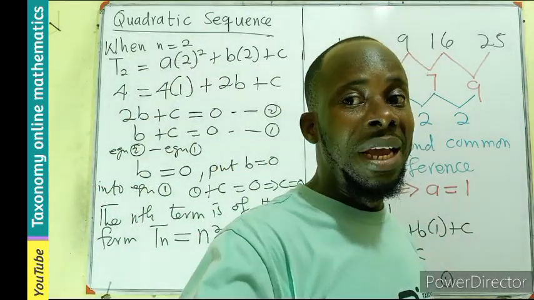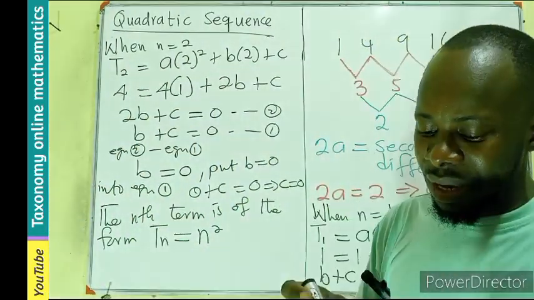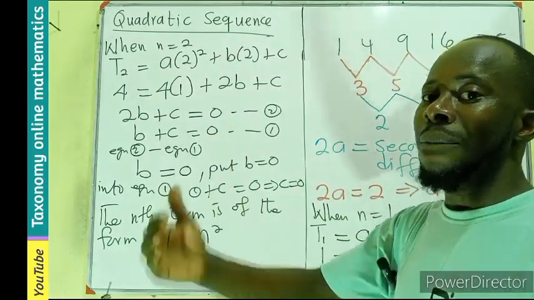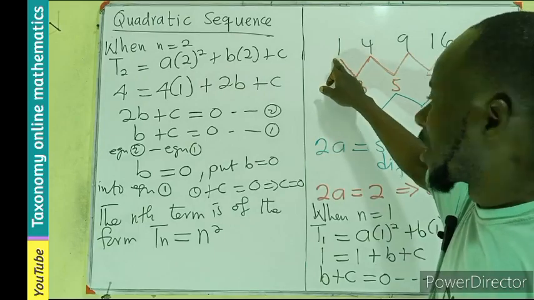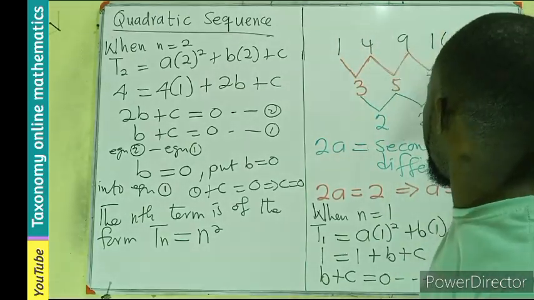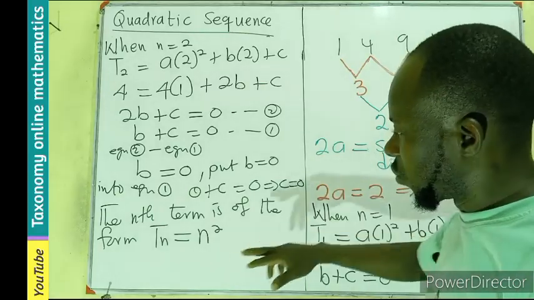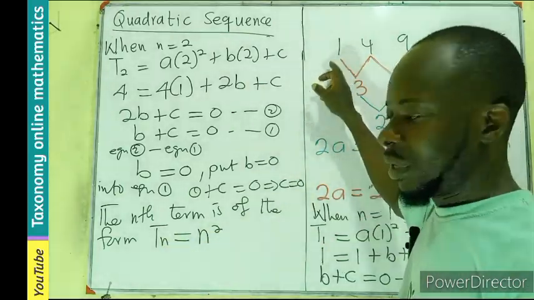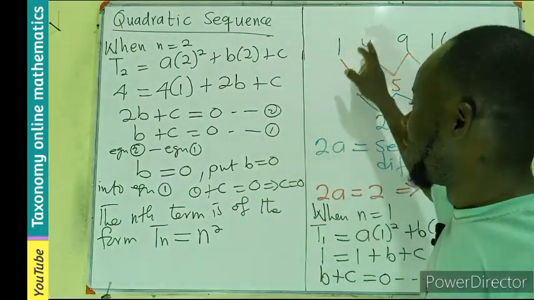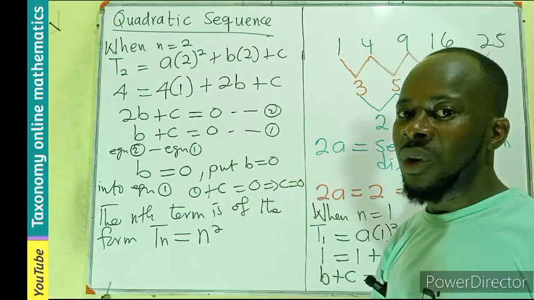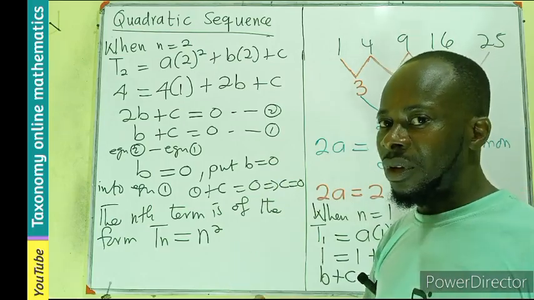And I believe from the beginning you knew that this is going to be a perfect square, in terms of squares of numbers, as in 1 squared, 2 squared, 3 squared, 4 squared, 5 squared, in that order. So if n here is 1, it means 1 squared. If n here is 2, it means 2 squared. In that regard, you can be able to generate the sequence. I believe the concept is clear.